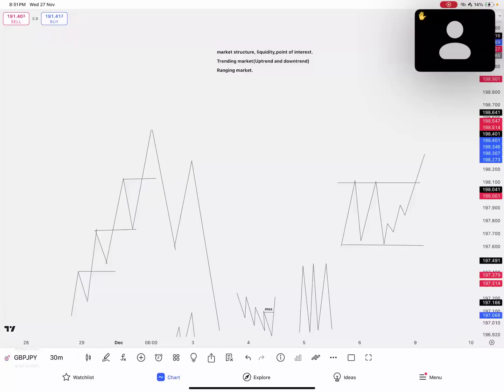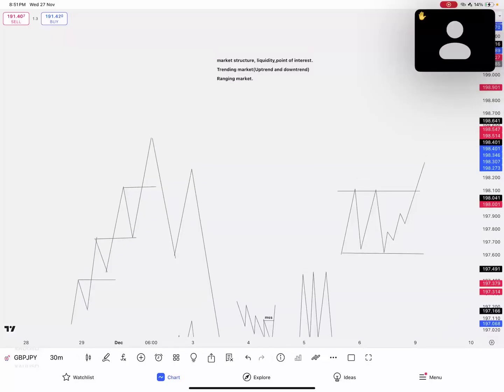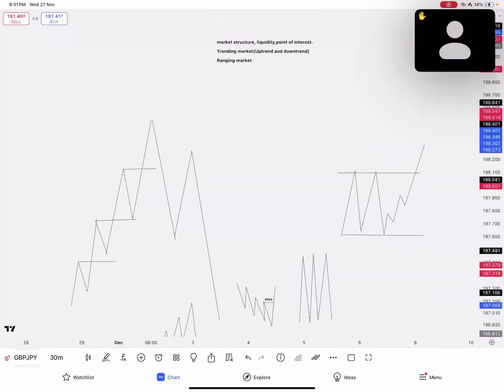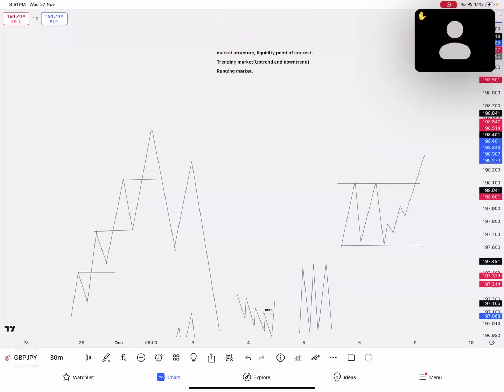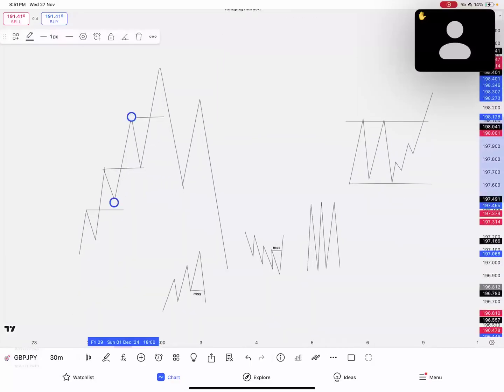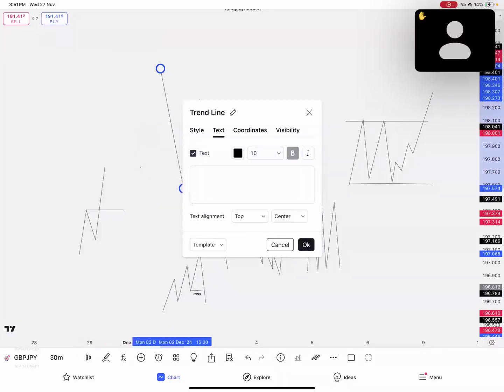Inducement is basically just the first pullback, the first valid pullback that the market makes after a structure shift or after a break of structure. That's what an inducement is. The first pullback that market makes after a structure shift or after a break of structure. For example, let me use break of structure as an example.